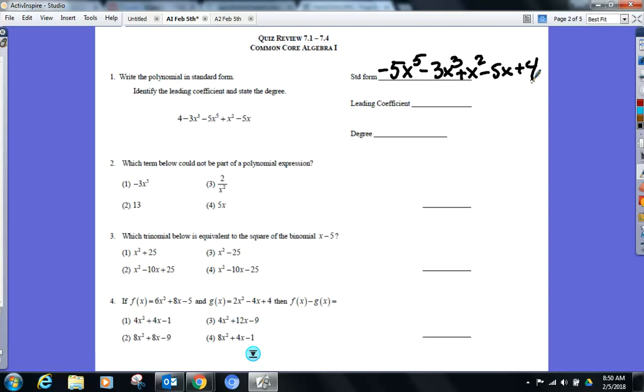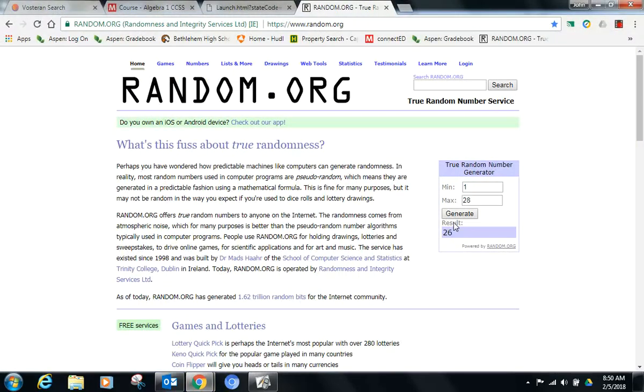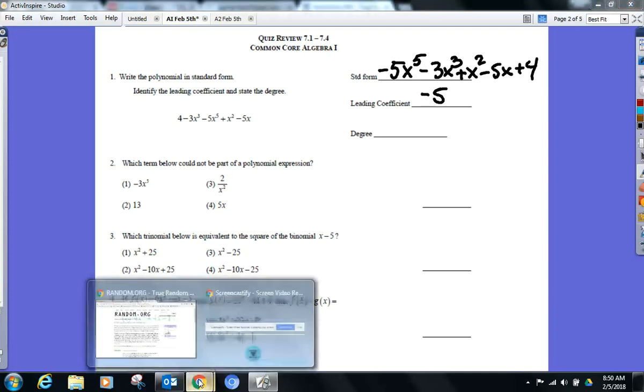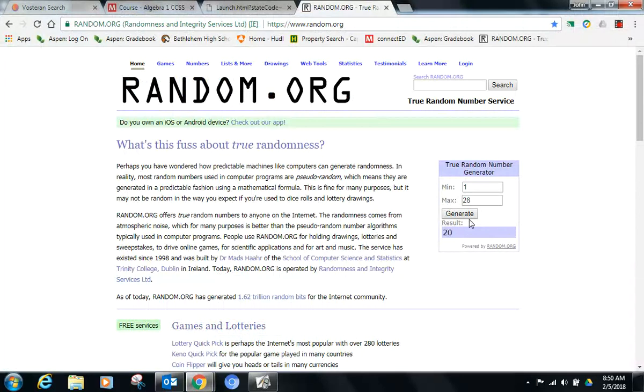Now that you have it in standard form, identify the leading coefficient. Negative 5. The leading coefficient is the number out in front of the highest exponent. What's the degree of this one?